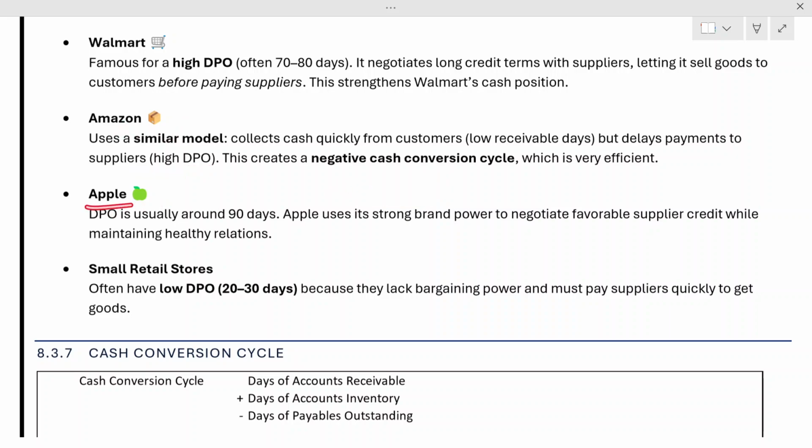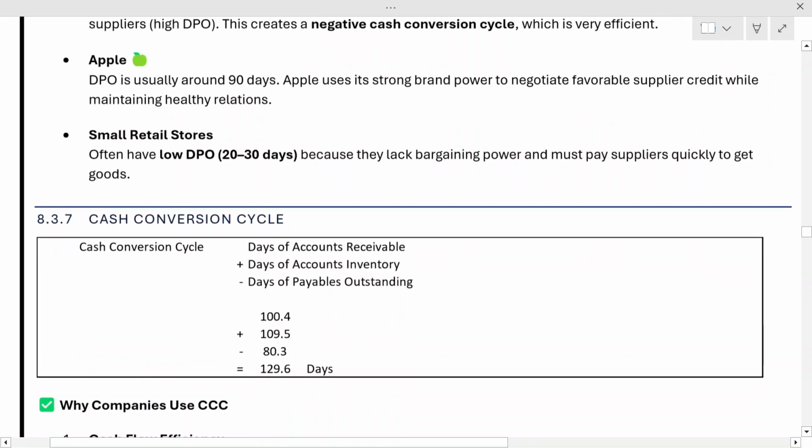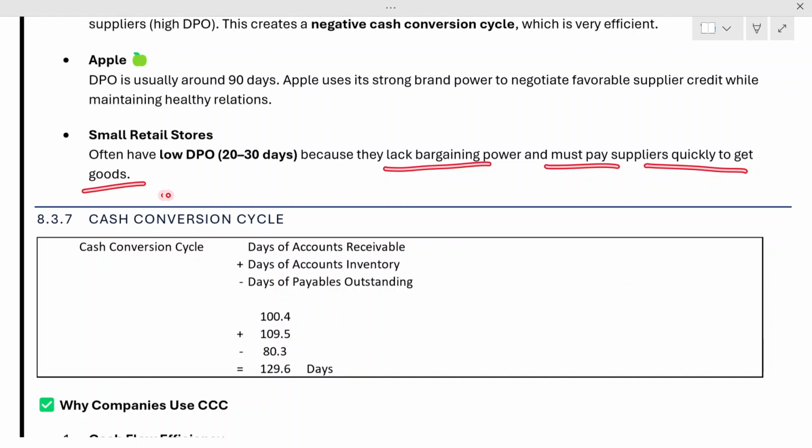In the Apple case, DPO is usually around 90 days because Apple is also strong. It uses strong brand power to negotiate favorable supplier credit terms. But small retail stores and small shops generally have a DPO of 20 to 30 days because they don't have much bargaining power, and they have to pay the supplier quickly to get the goods. Otherwise, suppliers won't give them the goods.